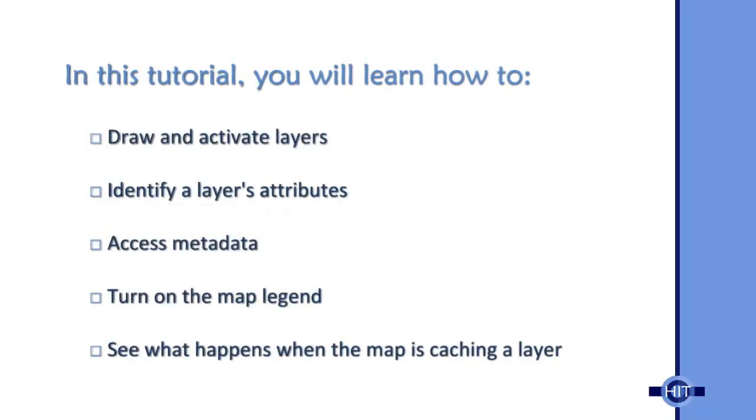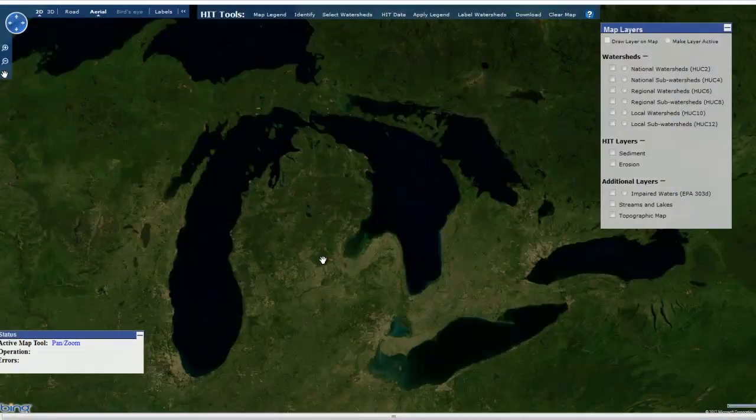In this tutorial, you'll learn how to draw and activate map layers, identify layer attributes, access metadata, turn on the map legend, and see what happens when the map is caching a layer. Let's go to the map.